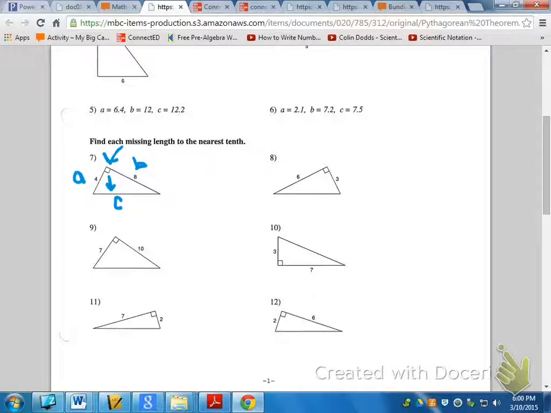I'm going to write my Pythagorean theorem down. A squared plus B squared equals C squared. So I'm going to put 4 in for A. I'm going to put 8 in for B. And C squared is what's missing. So 4 squared is 16. 8 squared is 64, and that equals C squared.